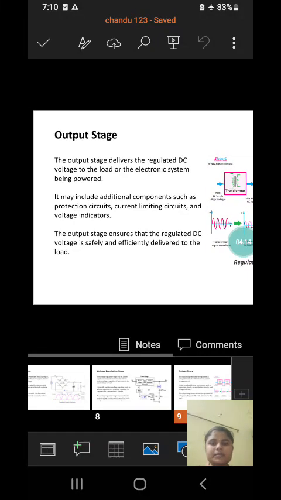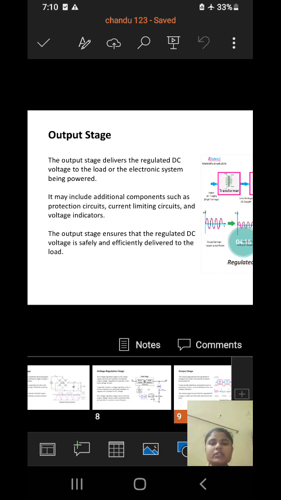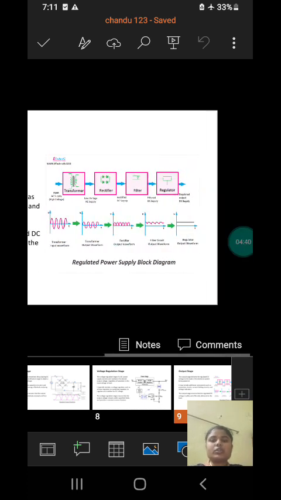Output stage. The output stage delivers the regulated DC voltage to the load or the electronic system being powered. It may include additional components such as protection circuits, current limiting circuits, and voltage indicators. The output stage ensures that the regulated DC voltage is safely and efficiently delivered to the load.